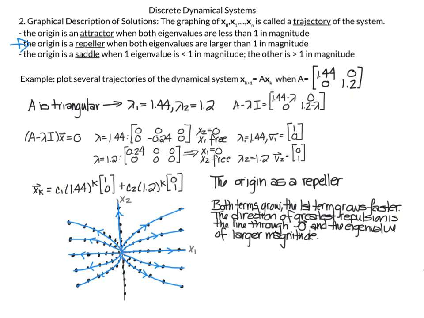So for the start of the graph, we're going to start somewhere close to 0, not necessarily at 0, because if you have your point 0, 0, then c1 and c2 are 0, and you're going to stay at 0. But something just a little bit bigger than 0, you'll start to grow away, and this one will grow. The x coordinate will become bigger faster than the y coordinate. So again, the origin is a repeller. Both terms grow. The first term, the x term, grows faster, and the direction of the greatest repulsion is the line through 0 and the eigenvector of the larger magnitude eigenvalue. The eigenvalue of the larger magnitude is the one that grows biggest.